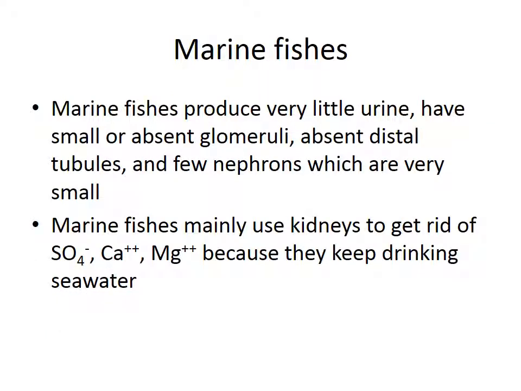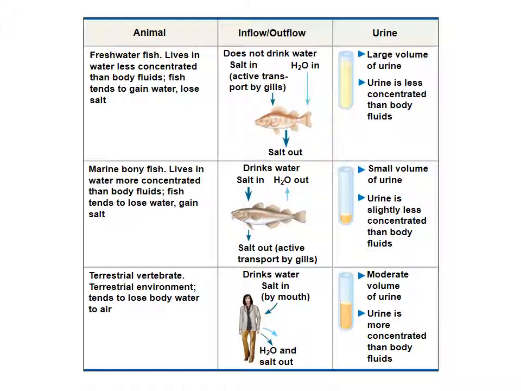Marine fishes produce very little urine, have small or absent glomeruli, absent distal tubules, and few nephrons, which are very small. Marine fishes use mainly kidneys to get rid of sulfates, calcium ions, and magnesium ions, because they keep drinking salt water. Here is a summary slide.